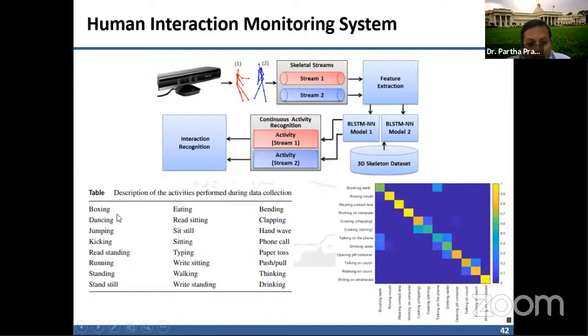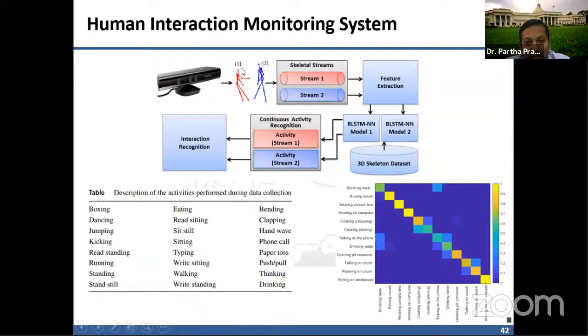So here in our projects, we did 30 different actions, okay, with multiple humans, 2 or 3 people doing them together, and we needed to understand the interactions of these people, whether they were playing or boxing or fighting. Okay, what they were doing. So these were done using this Microsoft Kinect.